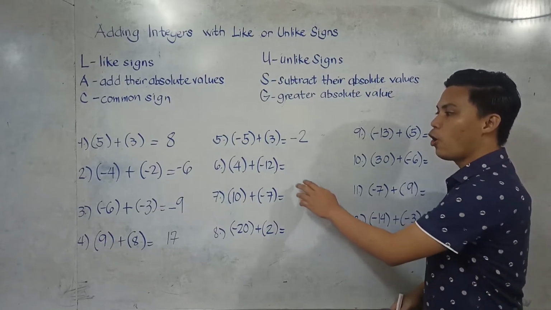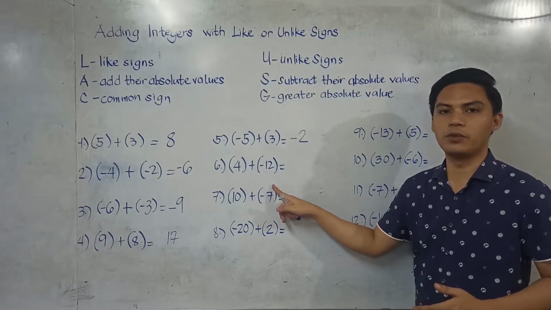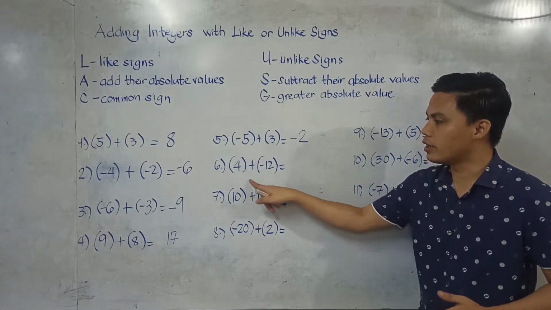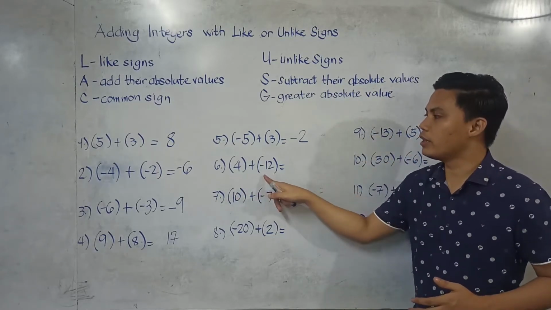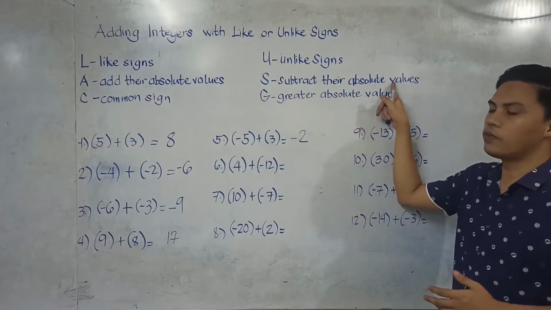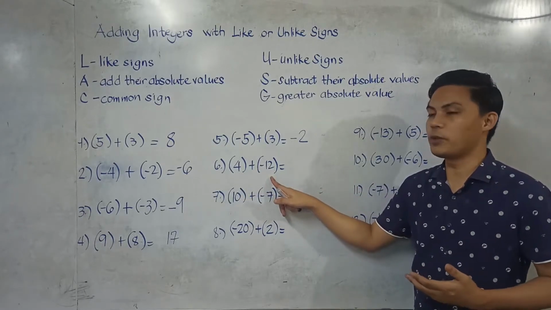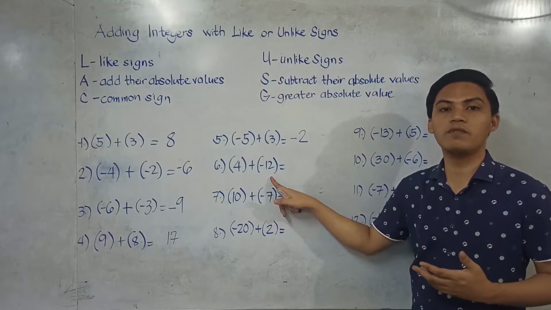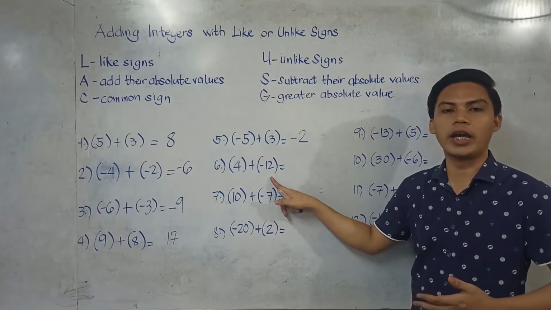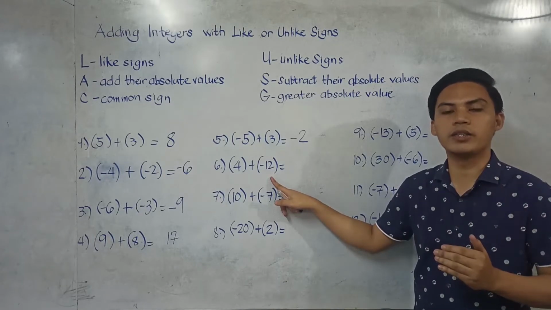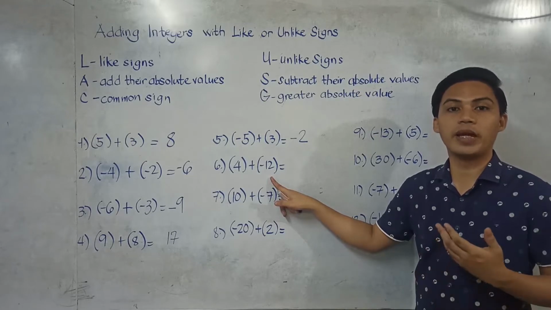Okay. How about number 6? We have positive 4 plus negative 12. Since unlike signs, we're going to follow USG. Unlike signs, then subtract their absolute values. Absolute value ng positive 4 is 4. Absolute value naman ng negative 12 is positive 12. Okay, so magiging 12 minus 4. Again, yung mas malaki, babawasan yung ng mas maliit na number. So, 12 minus 4, you will have 8.